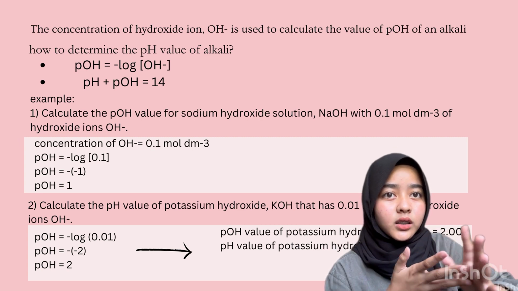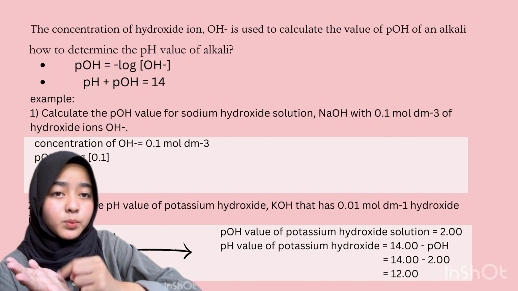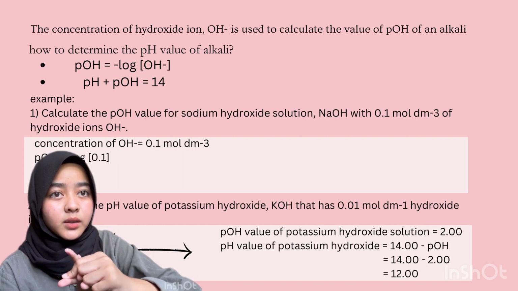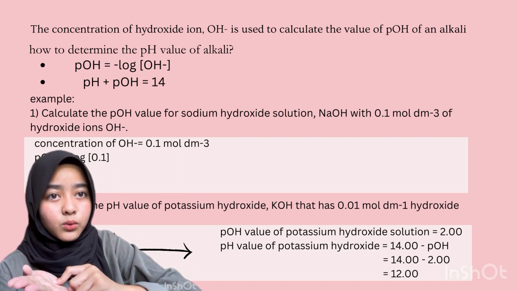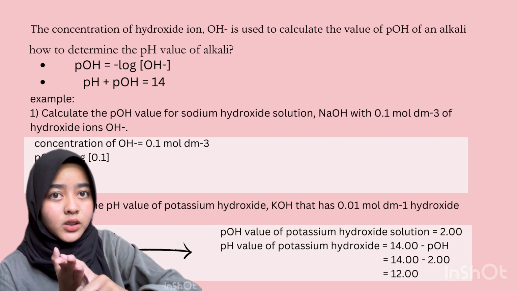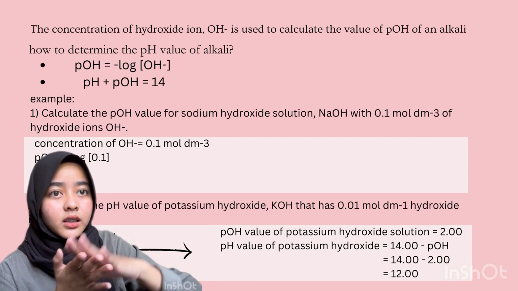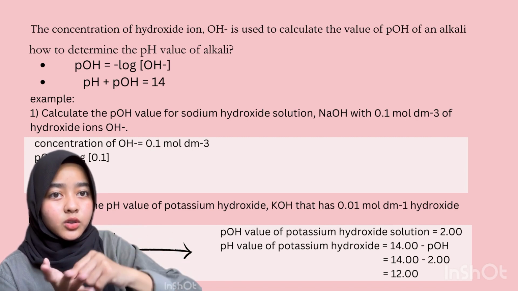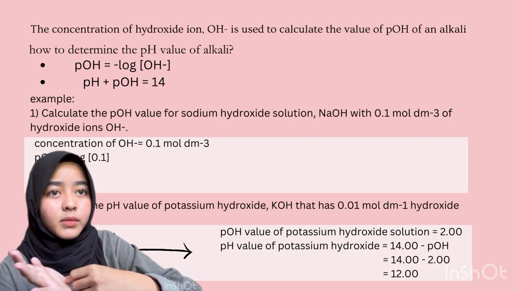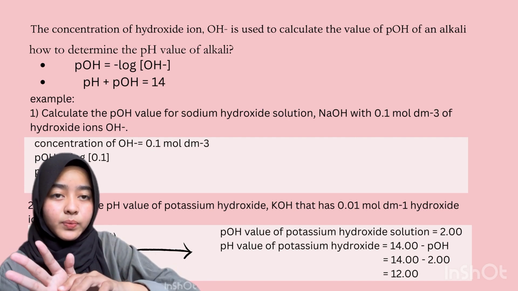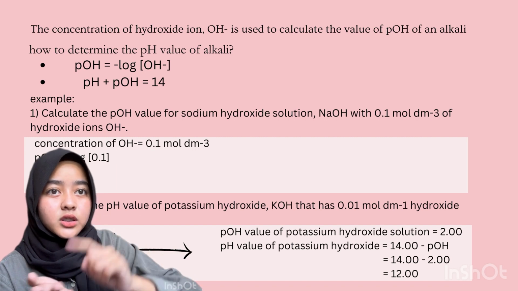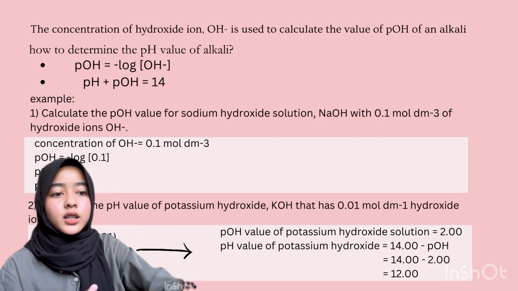Right, now pH plus pOH will give us 14. So 14 minus the pOH, which is 2.00, right? So 14 minus 2.00, we will get 12.00 for the pH value of potassium hydroxide.